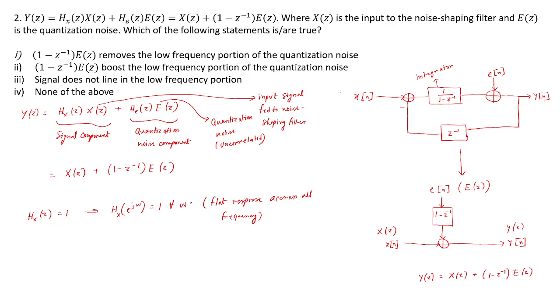Therefore you have to draw the spectrum. What is the spectrum? Spectrum is something like this. It keeps going on both sides. H to the power j omega spectrum. This is 1.